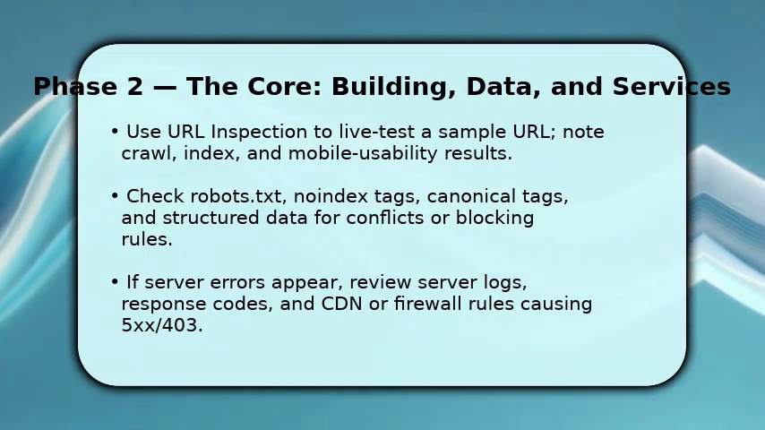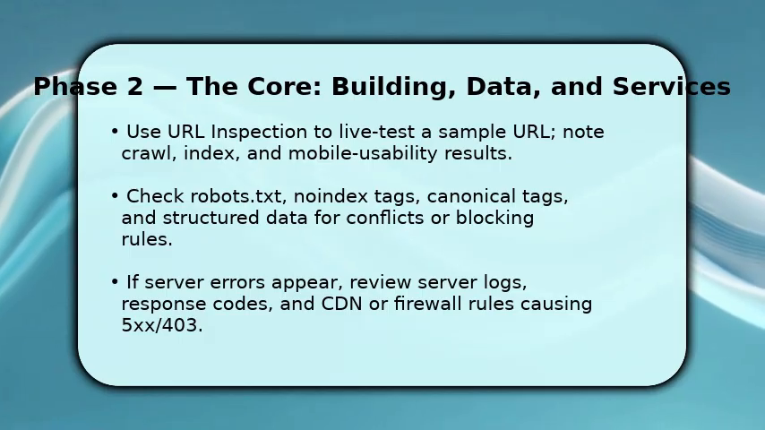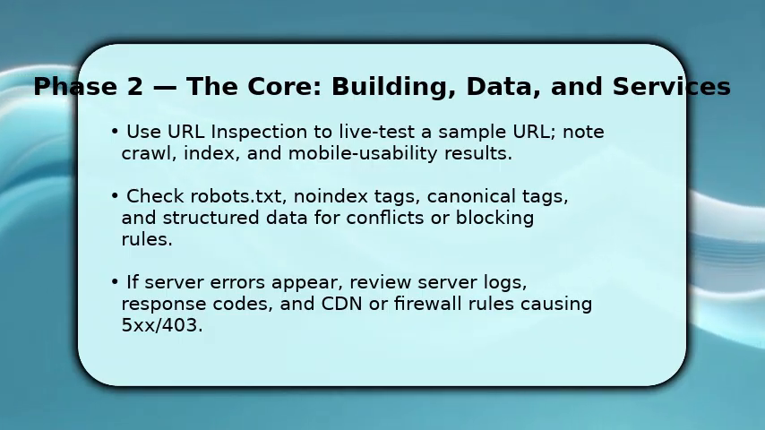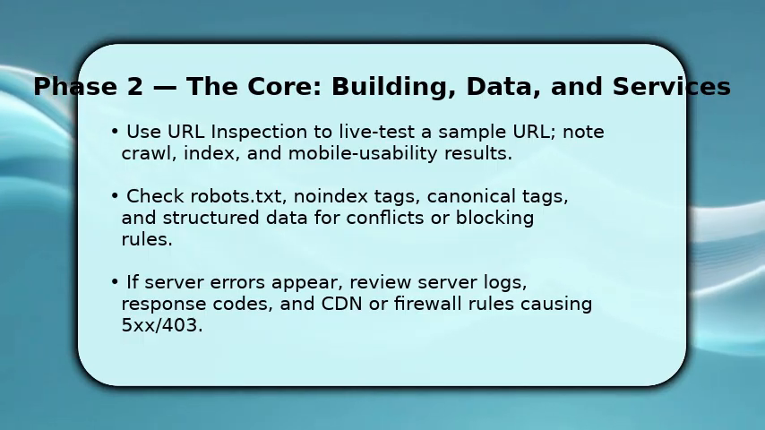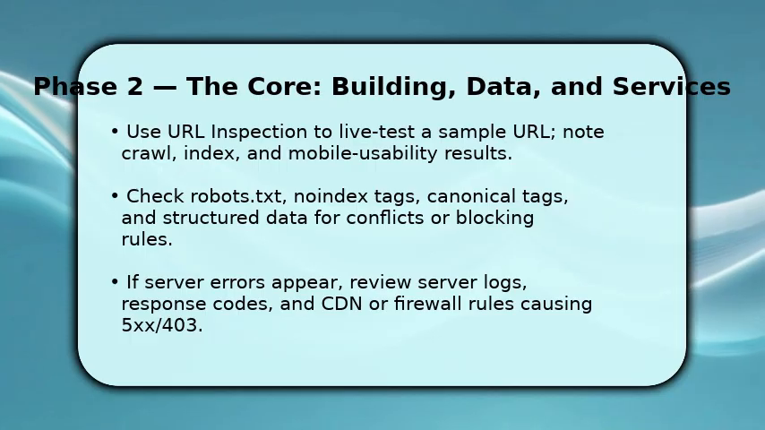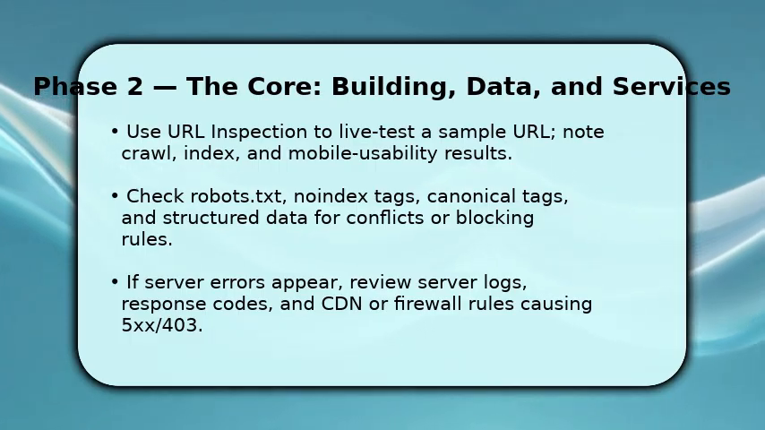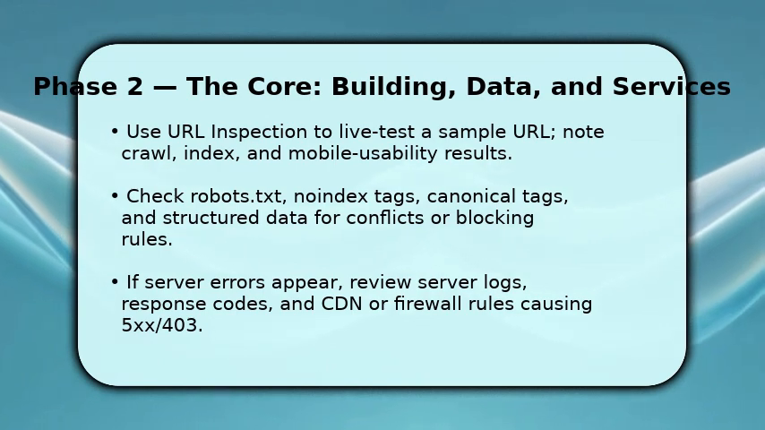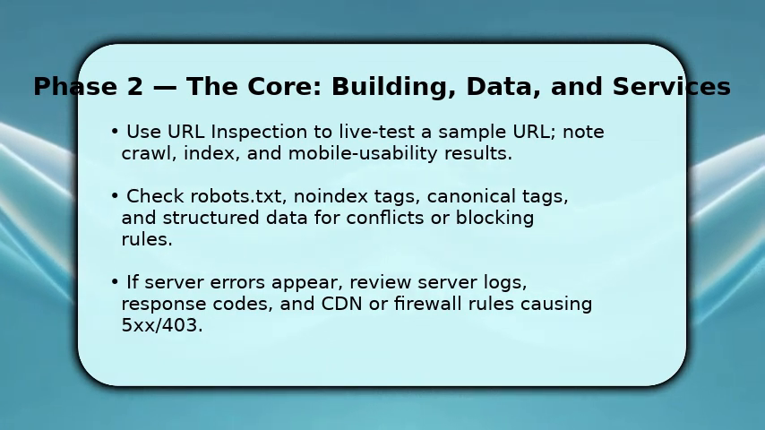Make specific edits, remove erroneous noindex, correct canonical tags, or adjust robots.txt disallow lines, and then redeploy. If you see 5XX or 403 responses, check server logs, CDN settings, and firewall rules because blockers often live outside the CMS. Once fixes are applied, revalidate a few URLs to confirm.